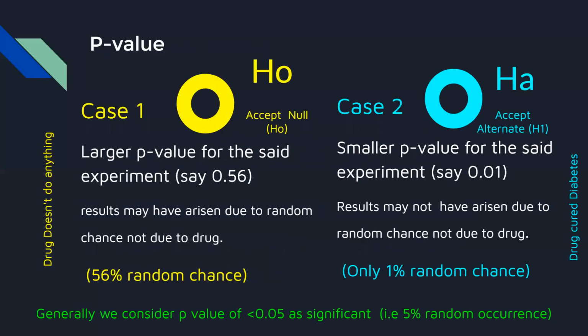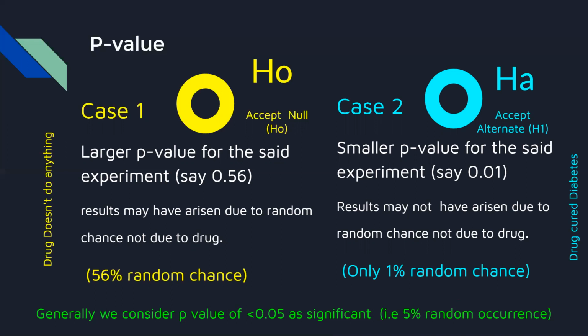So let's look into this in more detail using our diabetes example. In case 1, when the p-value is higher, say 0.56, it indicates that there is a 56% chance of diabetes being cured by random chance. So in that situation, we would reject the alternative hypothesis and accept the null hypothesis.